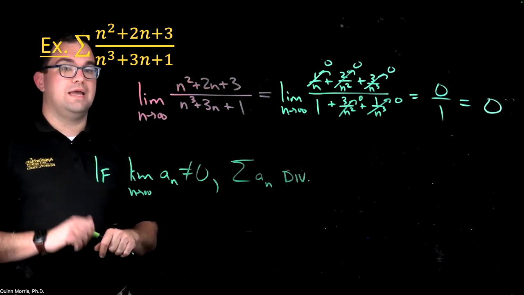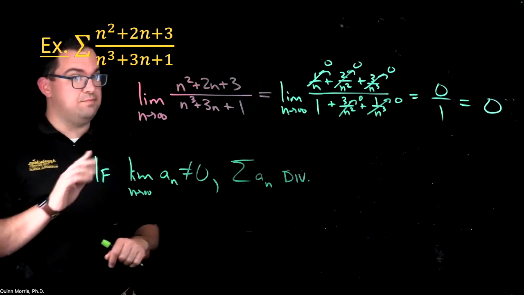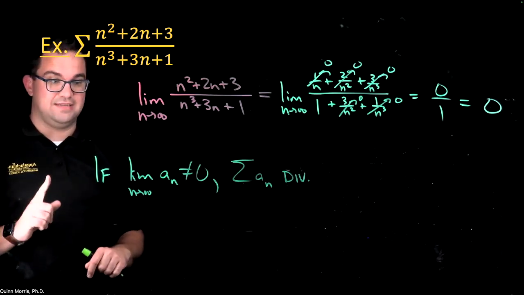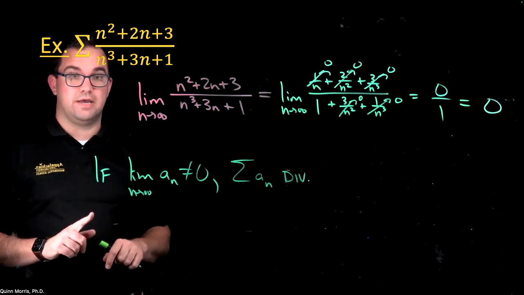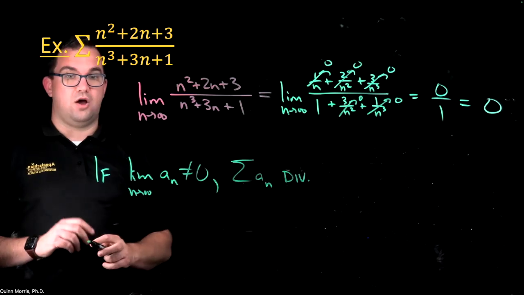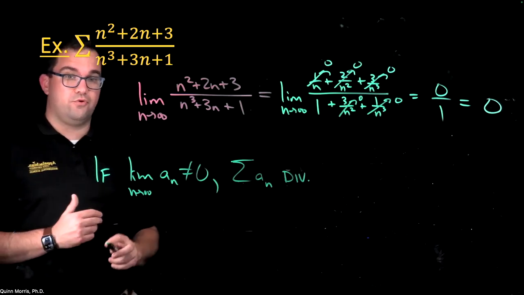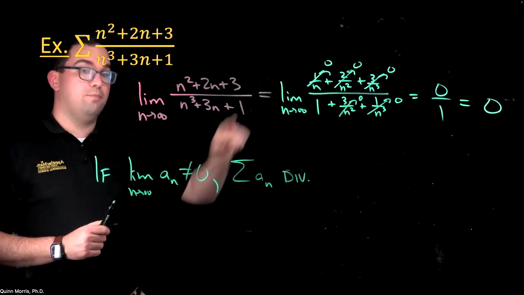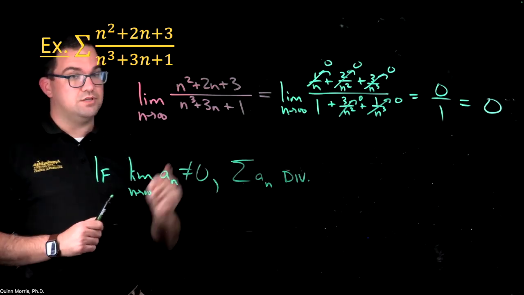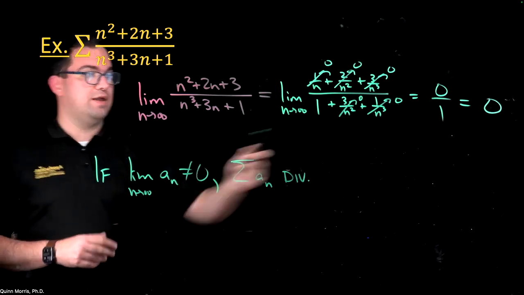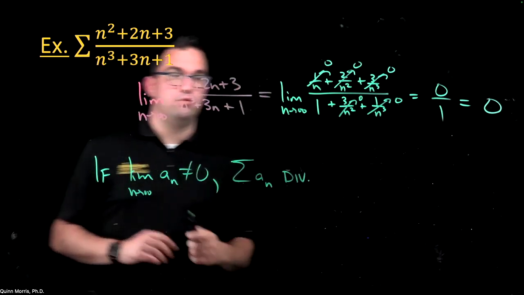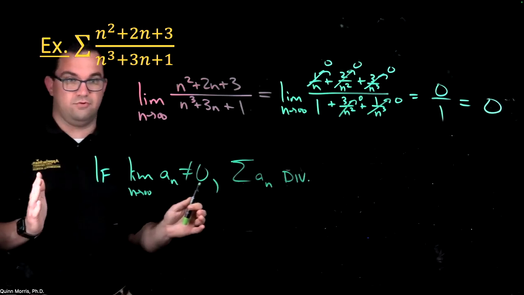It's tempting to think, but it's not the case that if the limit is 0, it converges. That is false. The harmonic series, the sum of 1 over n, the limit of those terms is 0, but that series diverges. The sum of 1 over n squared, those terms go to 0 and it converges. So when the limit of the terms is 0, you don't know whether it converges or diverges.